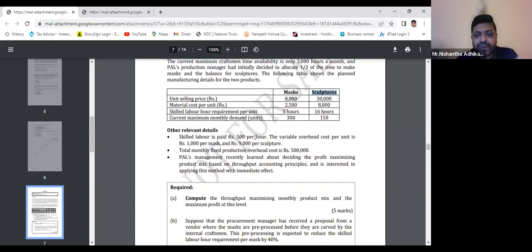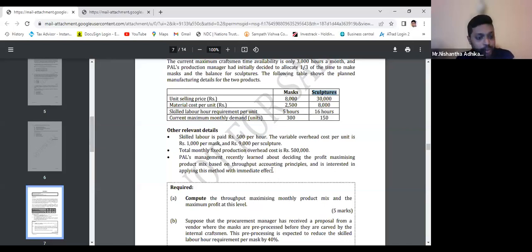Skilled labor is paid 500 rupees per hour. The variable overhead cost per unit is 1,000 rupees per mask and 9,000 per sculpture. Total monthly fixed production overhead cost is 500,000. PAL's management recently learned about deciding the profit-maximizing product mix based on throughput accounting principles, and it is interested in applying this method with immediate effect.